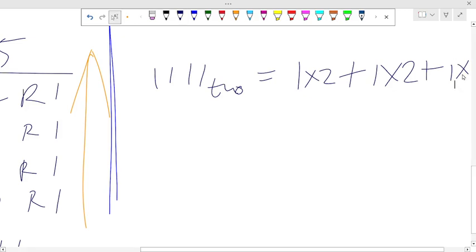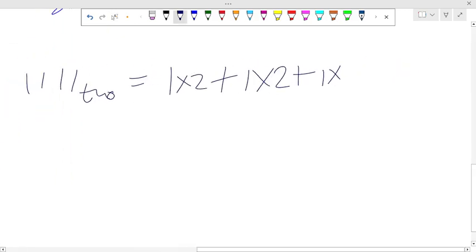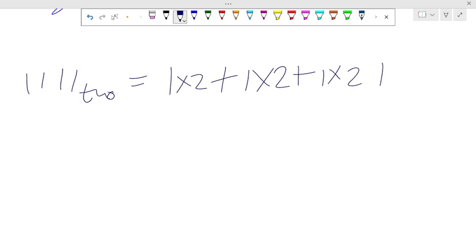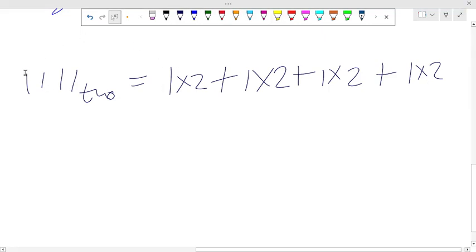times the base 2, plus 1 again times 2. Next one, and the next one, so we have 1 2 3 4, all multiplied by the base 2. Then you put the powers on top of the base, starting from 0 1 2 3.